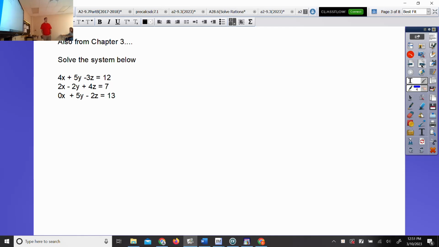How else could you do it? Put in a matrix. One of the reasons you should have a TI-84 out. What you do is you write what's called an augmented matrix. What would the coefficients of that augmented matrix be for the first row?